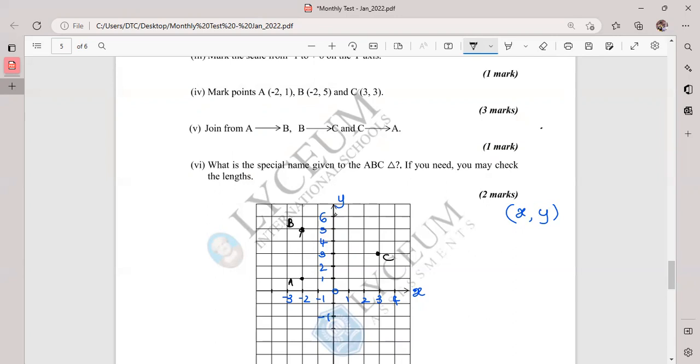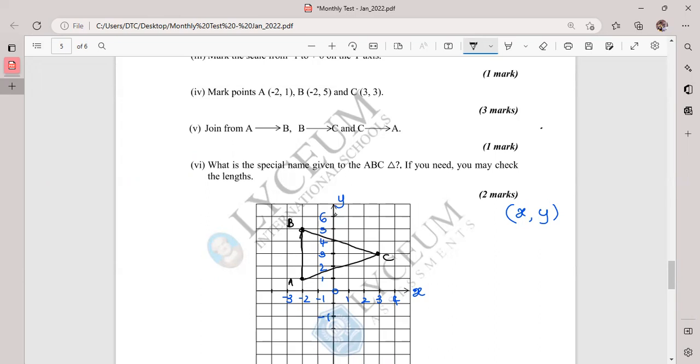Then you want to join them. Children, keep that in your mind: when you are joining, please use the ruler, like this. Right? Now what you want to do, children, is measure each side. You want to measure each side, or else, looking at this, you can see what type of triangle it is.